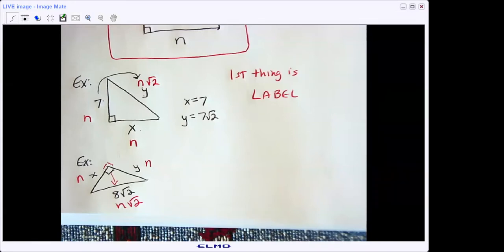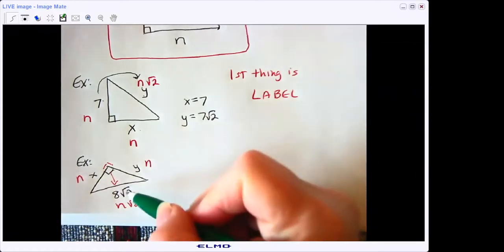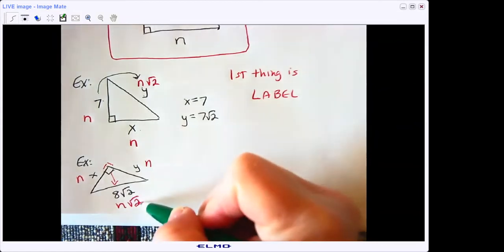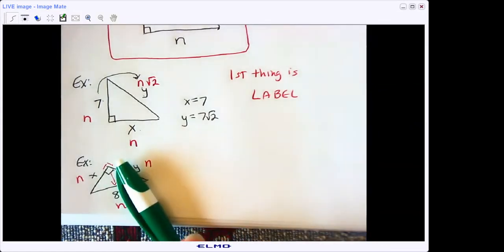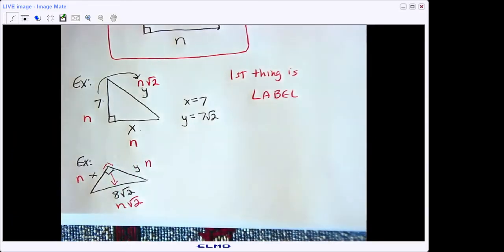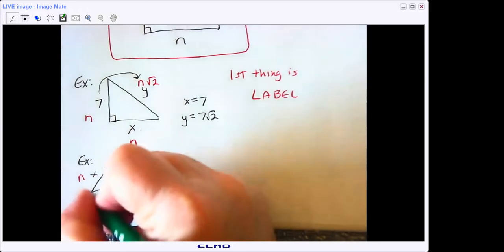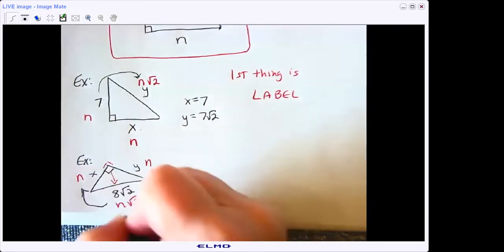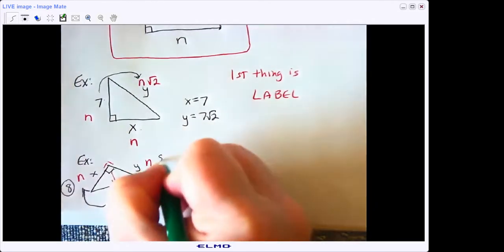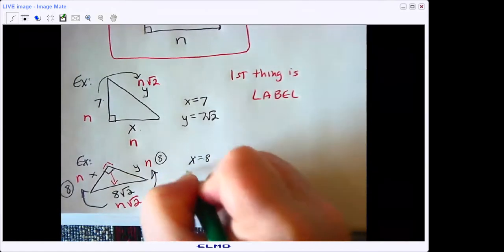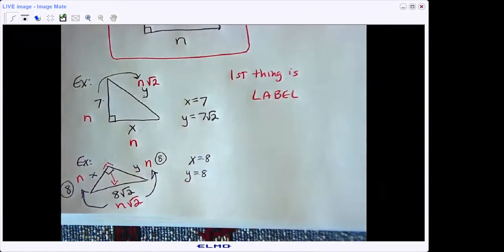So what do you think n is going to be? 8. Good, thank you. Because this has a root 2 and this has a root 2, n is just the number that's sitting beside the root 2's. That's not always going to be that way. We have different scenarios, but many of them are that easy. So we know that n is simply 8. 8 and 8. So we have x equals 8, y equals 8. Done.